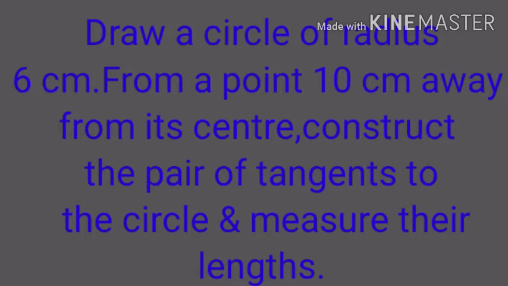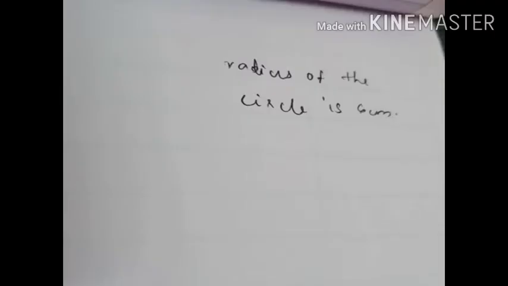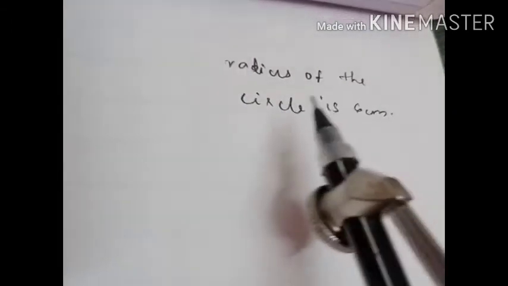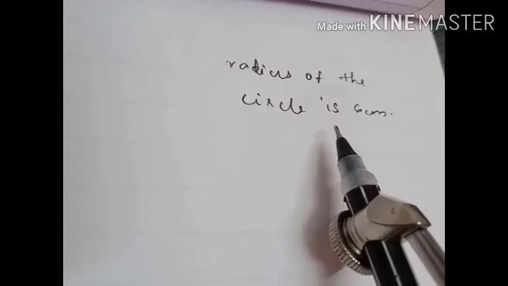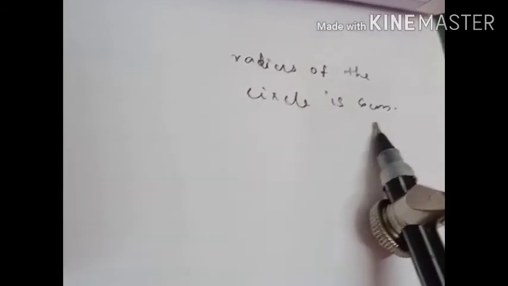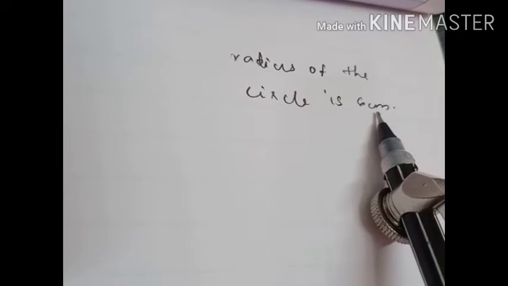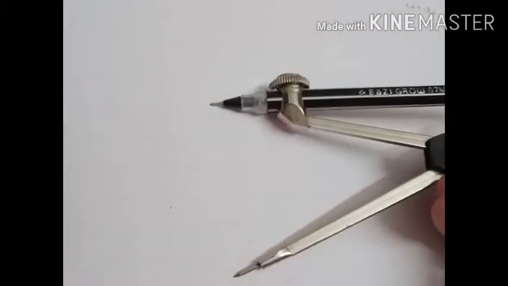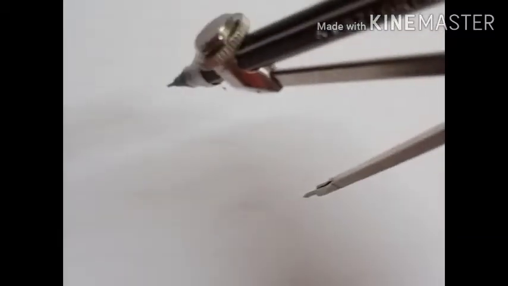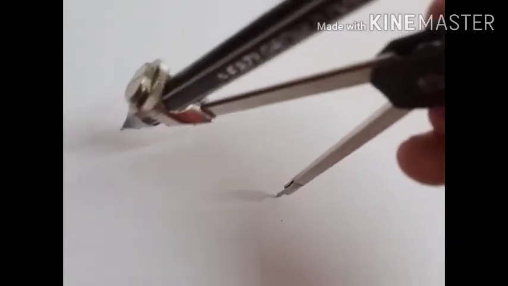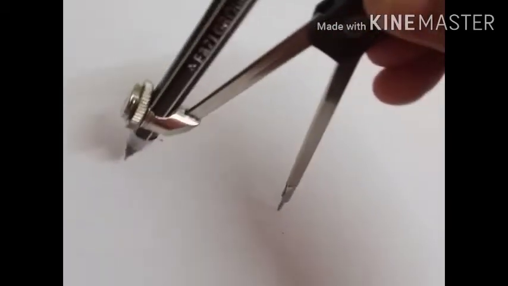Here we have to draw two tangents from a point which is outside of a circle. In this question it is given that radius of the circle is 6 cm. So here the first step is we have to draw a circle with radius 6 cm. For that, take 6 cm by the compass from the ruler and draw a circle. So here I took 6 cm by the compass from the ruler. Okay, then I have to draw a circle with any center. At any point we can put the compass and draw a circle.